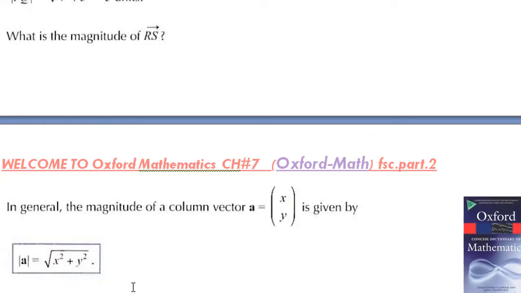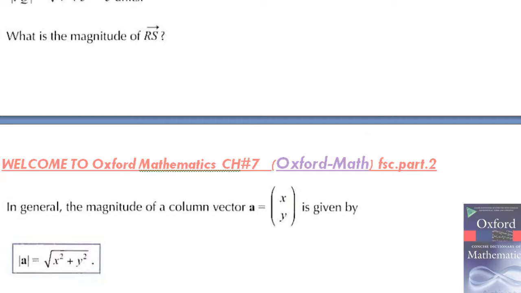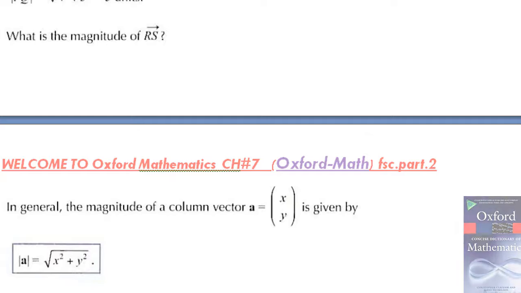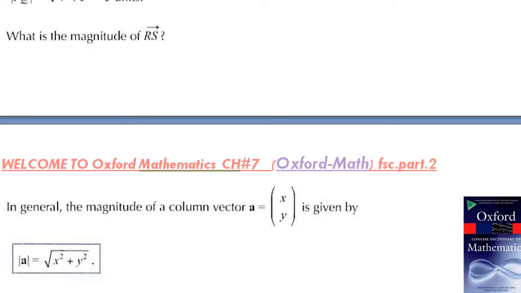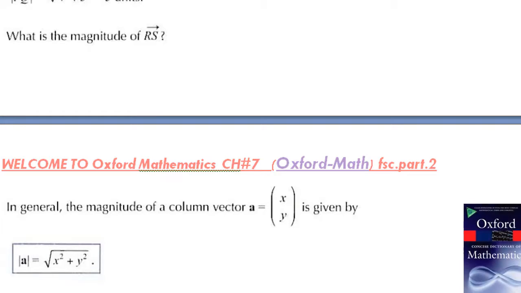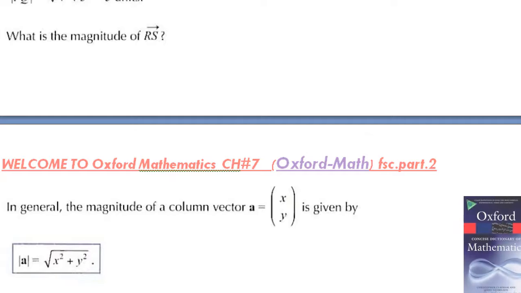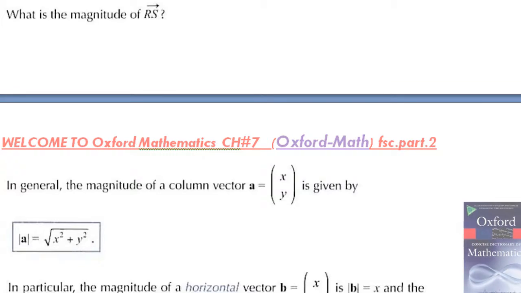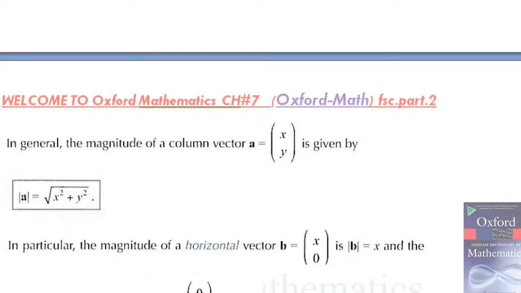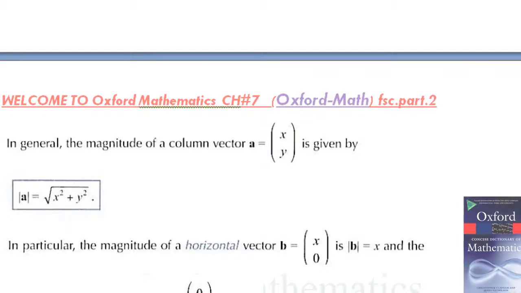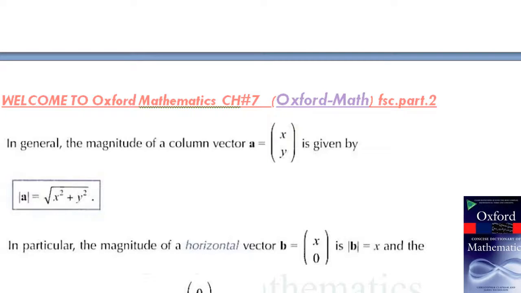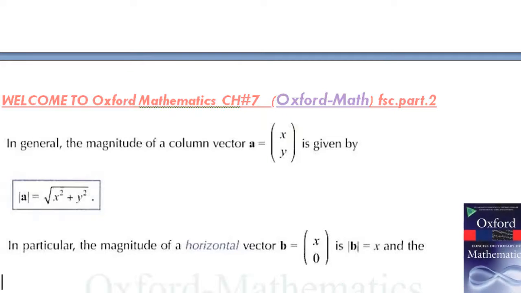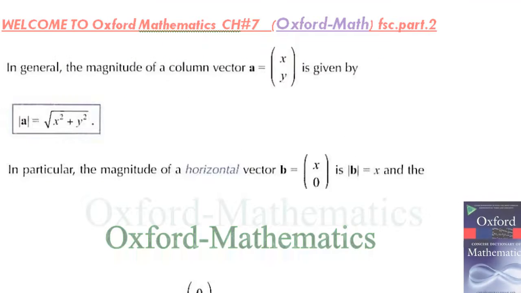Now in particular, the magnitude along the horizontal and along the vertical. For a horizontal vector B with components (x, 0), the magnitude of B is the square root of x squared, which is equal to x only. Similarly, for the vertical vector C with components (0, y), the x component is 0 and the y component is y. So the magnitude of C is equal to y.